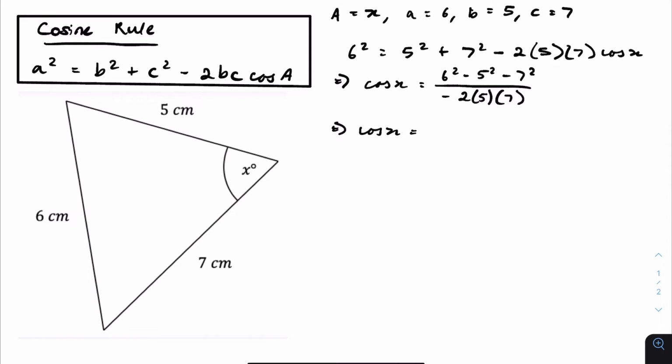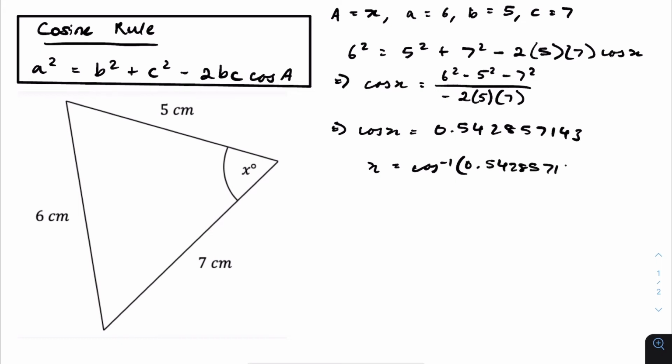0.542857143. And we get, so I'm just going to write that. So 0.542857143. So x, if we do the inverse of cosine, is equal to 57.1 degrees.